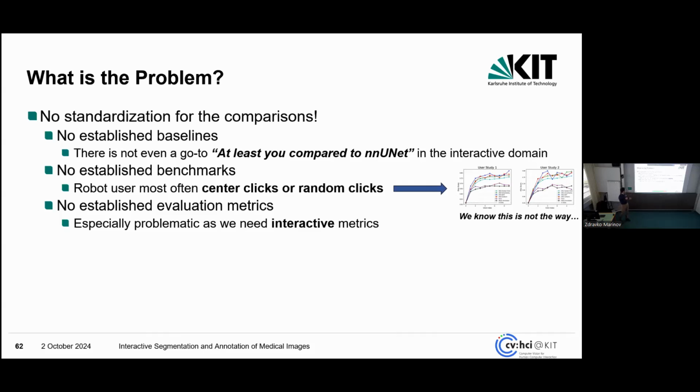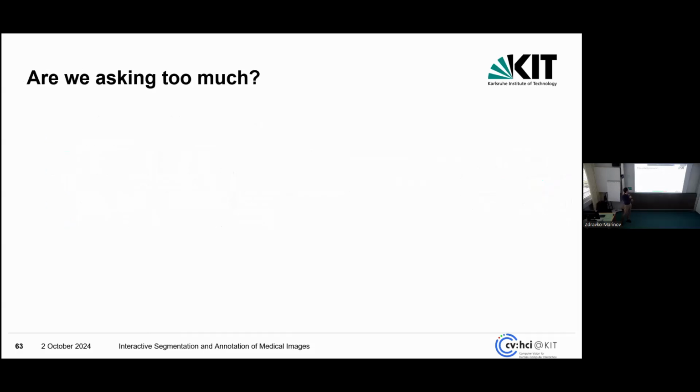For example, the central robot user is used a lot, but people use different types of datasets, they use different types of evaluation protocols, and everything's really chaotic. And we know that these robot users are not realistic, and we need to think about it more carefully when we evaluate such methods. And there are also no established evaluation metrics. So everyone's using different metrics, we saw this diversity, and there's a real lack of interactive metrics. So there's really no standardization in this field.